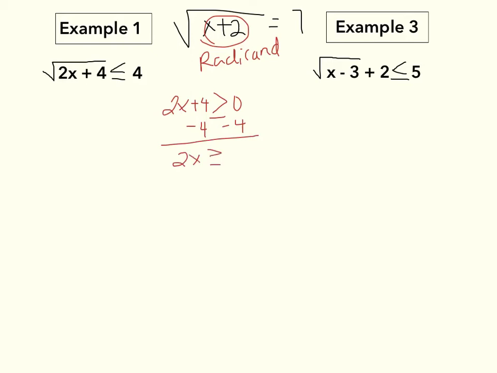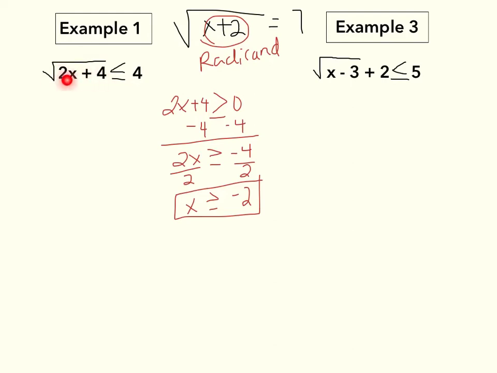So we just solve for x, subtract 4 from both sides. 2x is greater than or equal to -4. Divide by 2. X is greater than or equal to -2. So we've got one part of our inequality. Now you want to go back and solve the whole inequality. And we do that the same steps we just did.